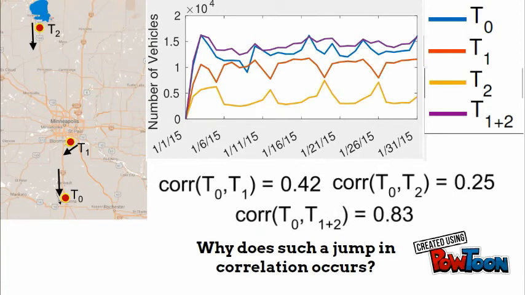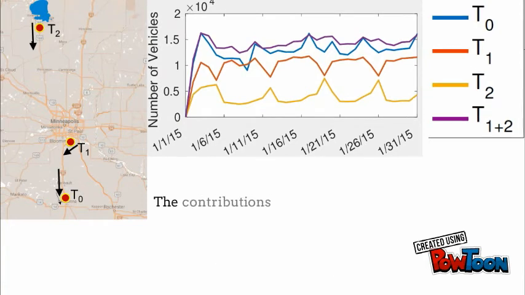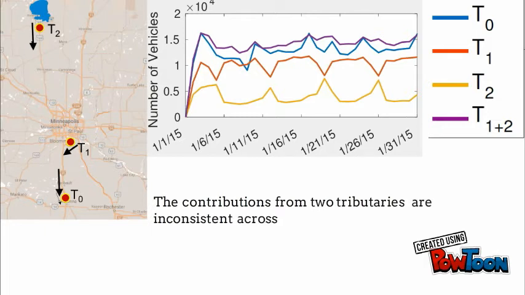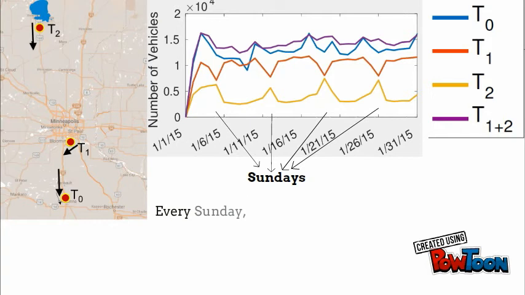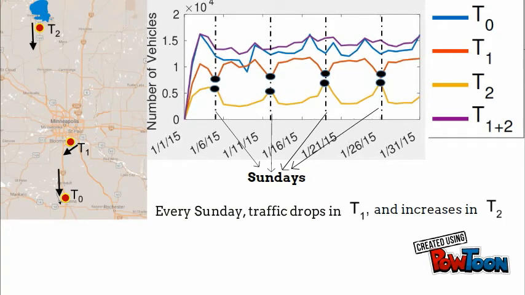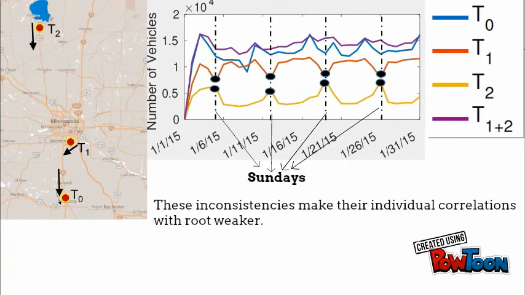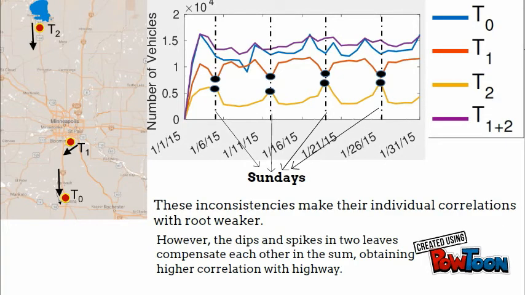Now the question is, why do we see such a jump in correlation? This is probably due to inconsistencies in the contributions of traffic from the leaves across days. In particular, every Sunday, T1 experiences a drop in traffic while T2 sees a rise. Such inconsistencies weaken their individual correlations with root. However, the spikes and drops in the two leaves cancel each other out in the sum, resulting in stronger correlation with root.